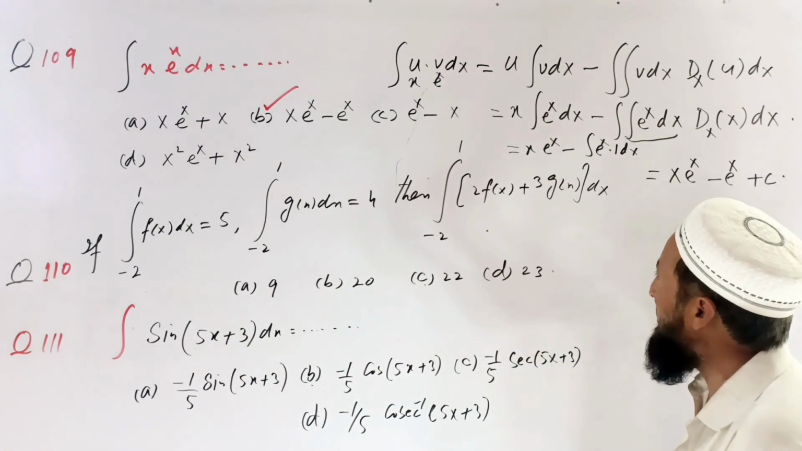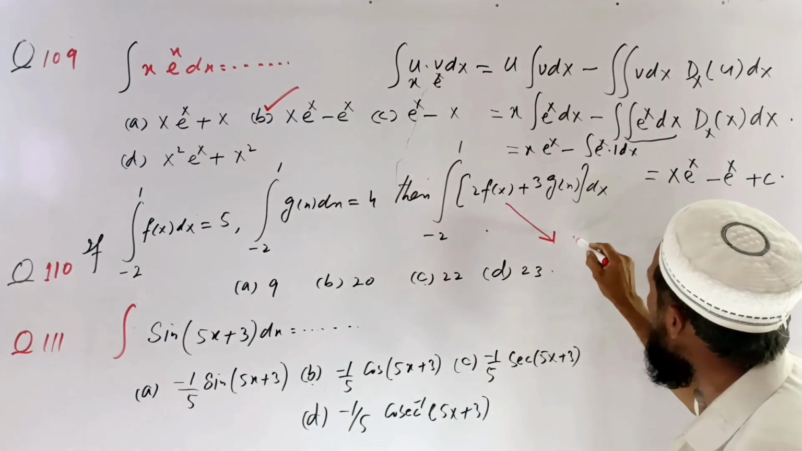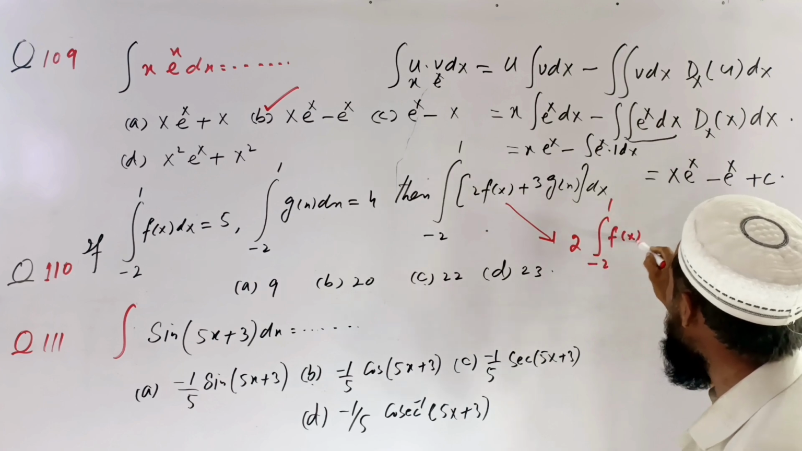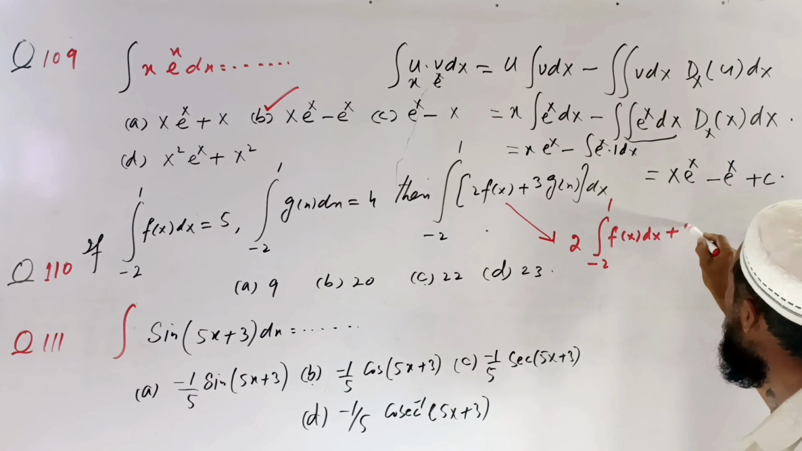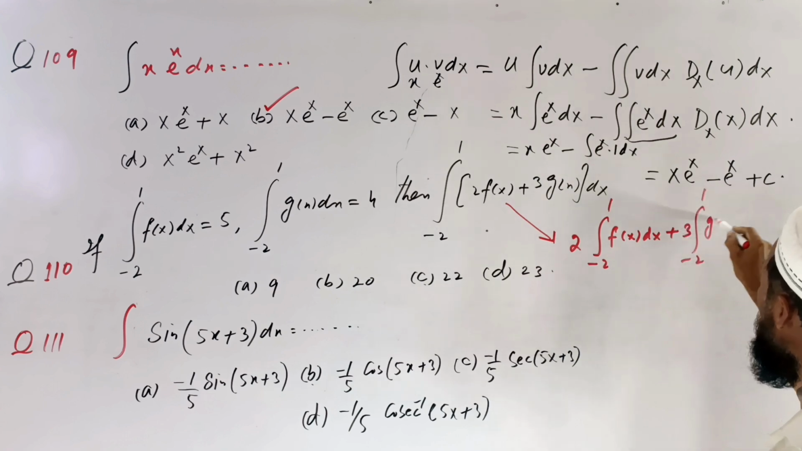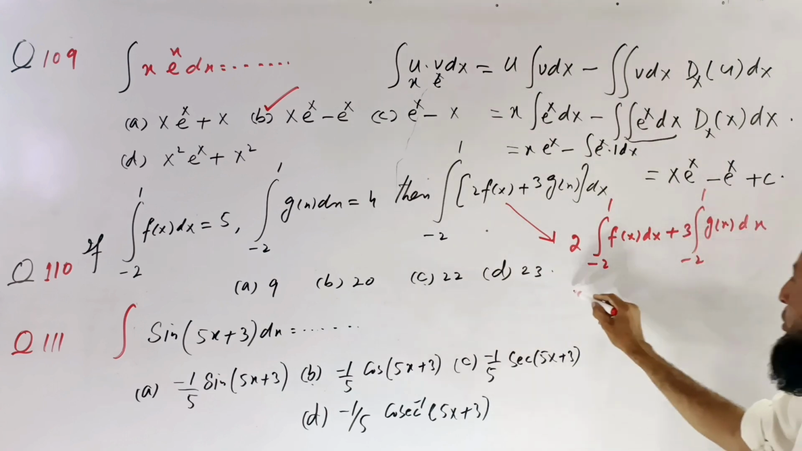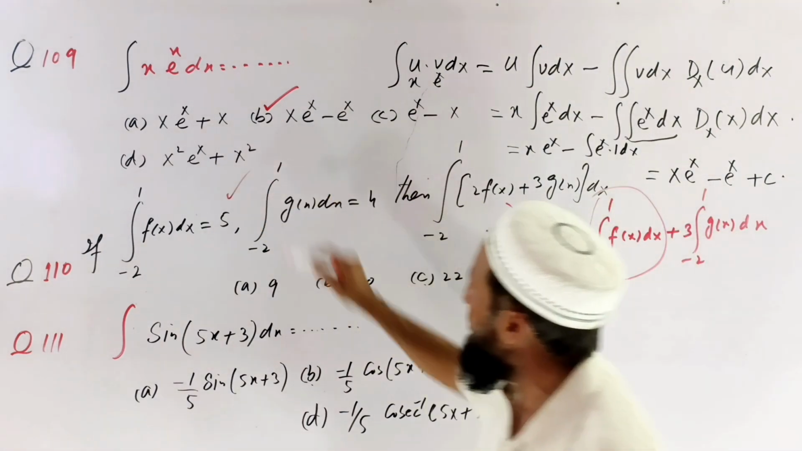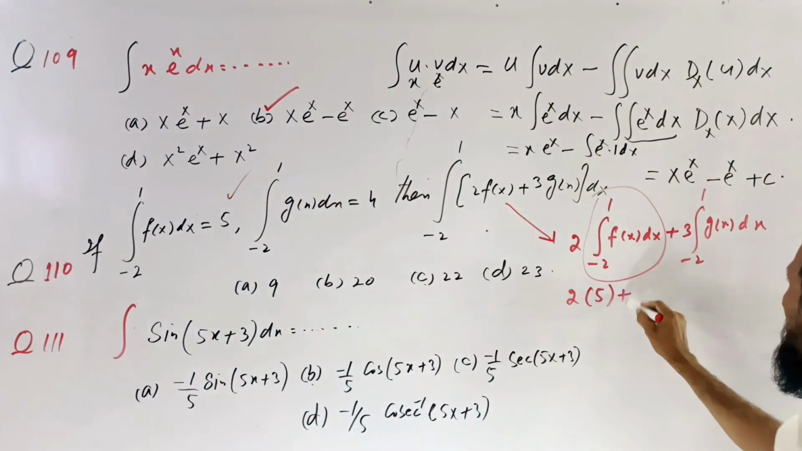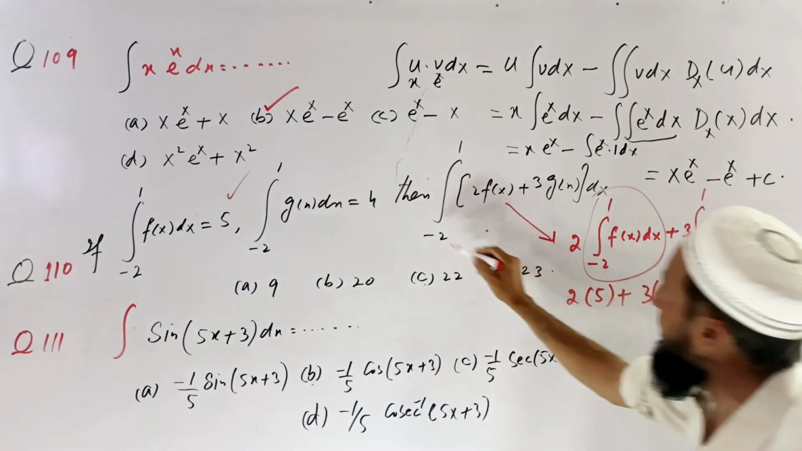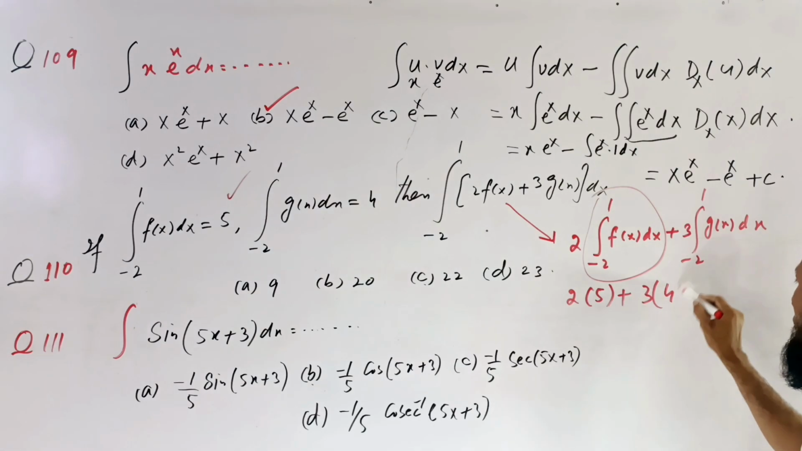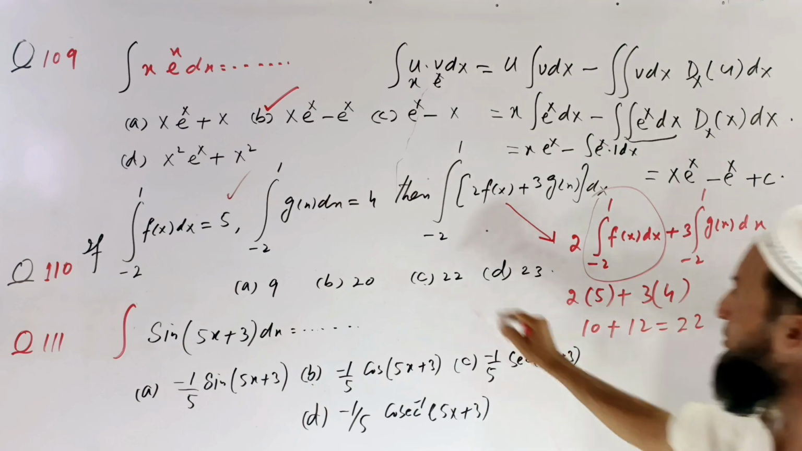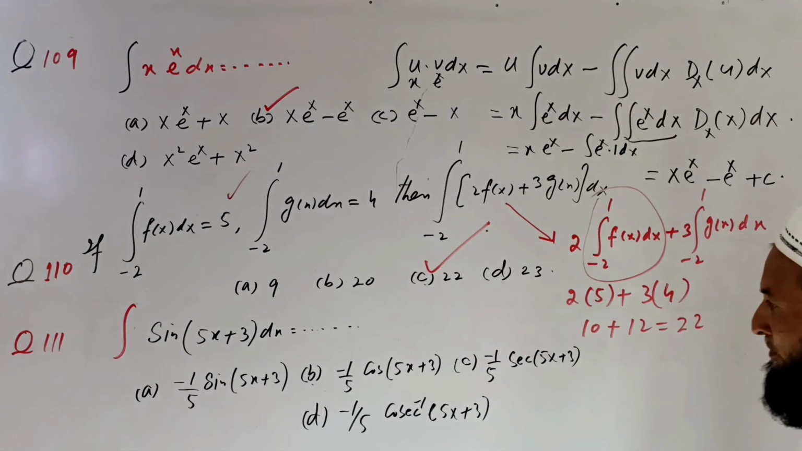This term we can write with 2 outside the integration: 2 times the integral from -2 to 1 of f(x) dx, plus 3 times the integral from -2 to 1 of g(x) dx. Both results are given. The first is 5 and the second is 4. So we get 10 plus 12, which is 22. Option C is the correct option.